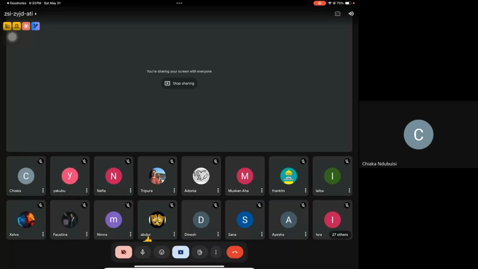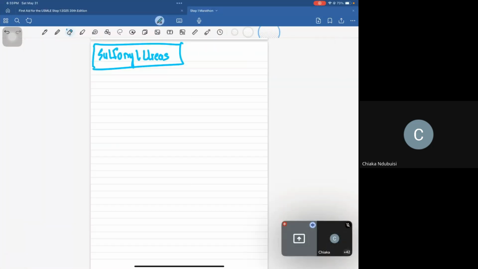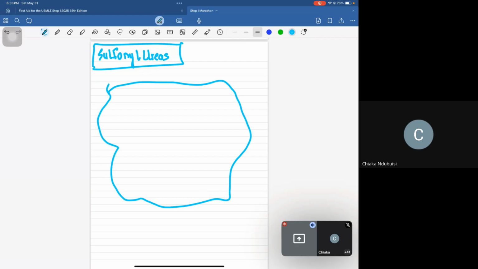So first of all, let me tell you about sulfonylureas, and then we're going to move to the colchicine part later. If this is the cell, normally whenever you eat anything, the first thing that happens is that glucose comes into the cell. Glucose is going to increase the ATP, the energy.